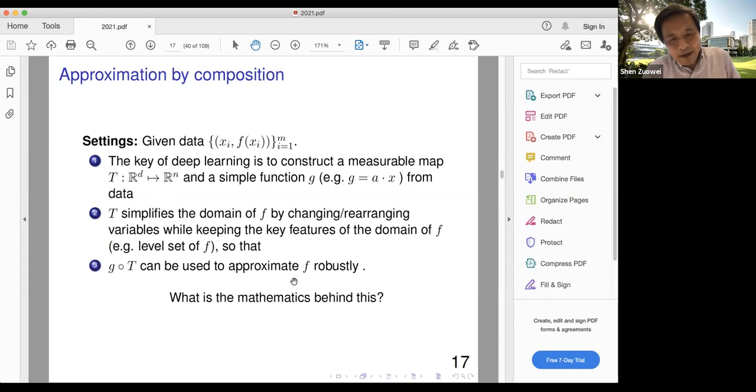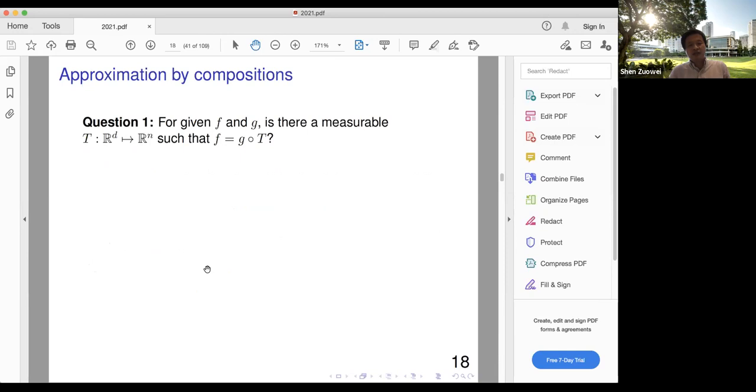Forget about the deep learning. Mathematically, what is the mathematics behind this? This is a mathematical problem. You don't need to think about the neural network, T is a map. So what is the mathematical problem behind? Of course, the first question you can ask: if I give you F and G, is there a measurable function T such that F can be equal to G composed with T?